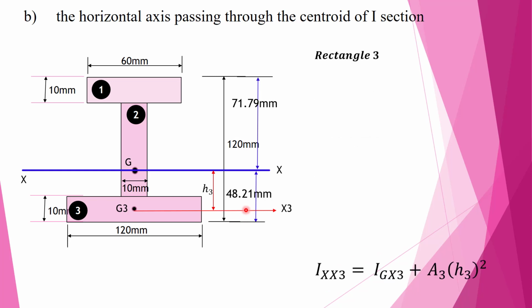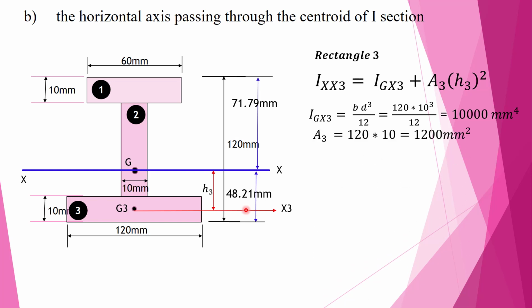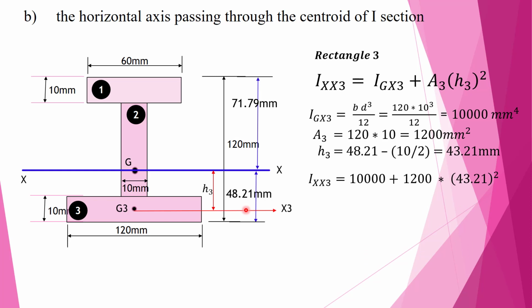So for rectangle 3, Ixx3 is equal to Igx3 plus A3 h3 square. Igx3 is equal to bd cube by 12, which is 120 into 10 cube by 12, that will be 10,000 mm raised to 4. Then A3 will be 120 into 10, which is equal to 1200 mm square. h3 will be 48.21 minus 10 by 2, which is equal to 43.21 mm. So Ixx3 is equal to 10,000 plus 1200 into 43.21 square, which is equal to 2.25 into 10 raised to 6 mm raised to 4.